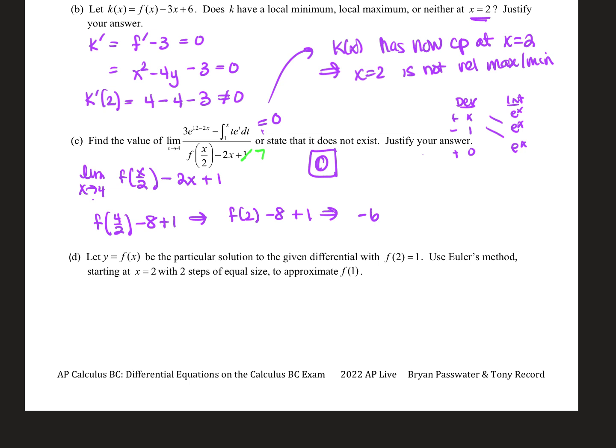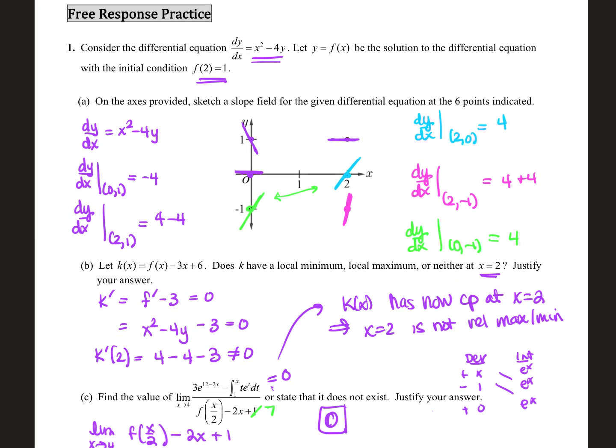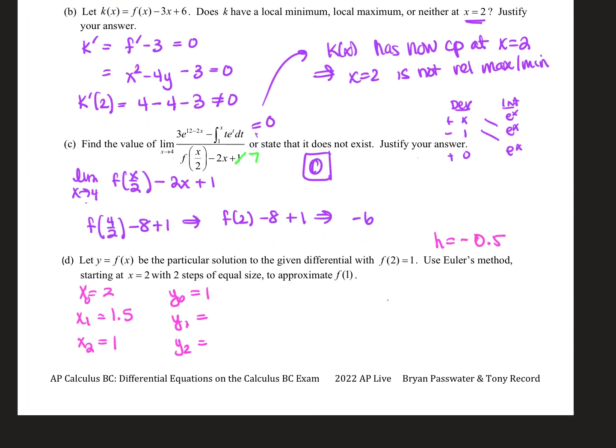So we're now going to do Euler's method with the exact same thing. So now we have x0 is going to be 2, and they want us to find x sub 2, which is equal to 1. Notice again, our step size is negative. Y of 0, we already know is 1. Remember that our differential equation is, in fact, x squared minus 4y.